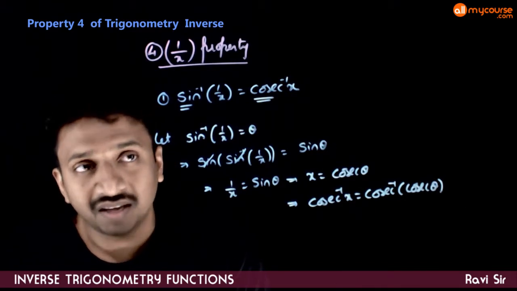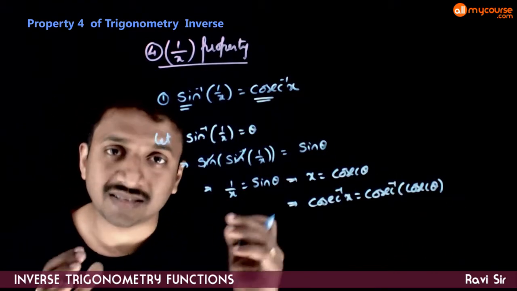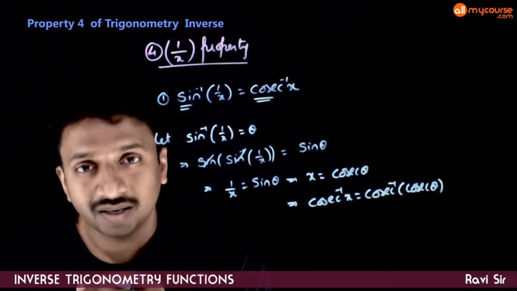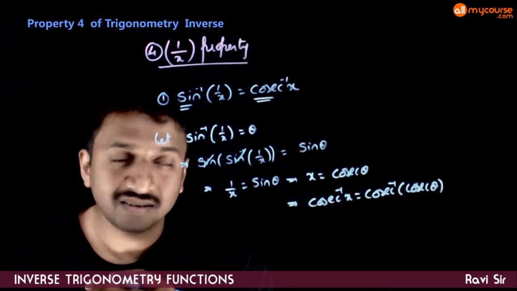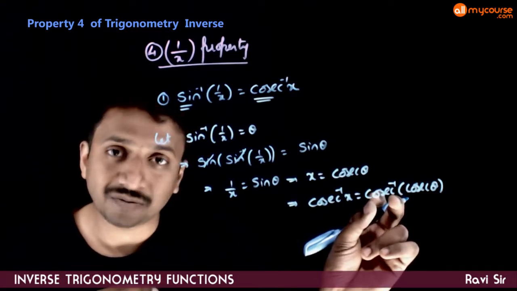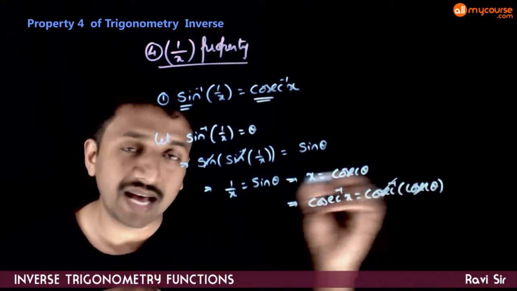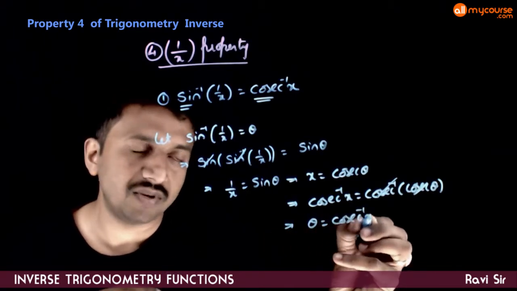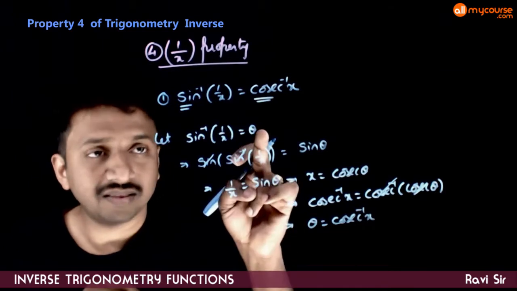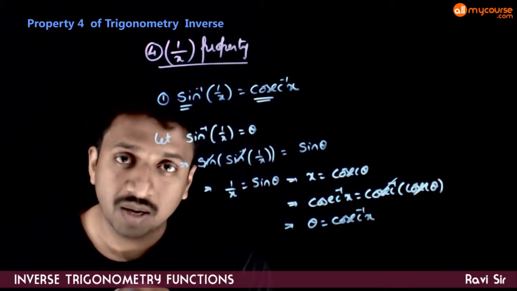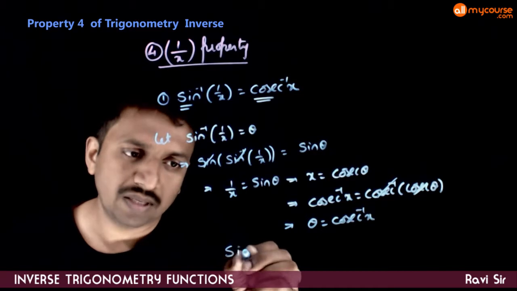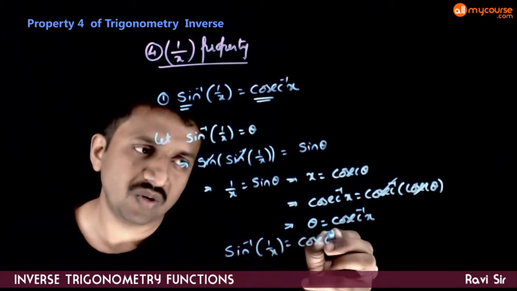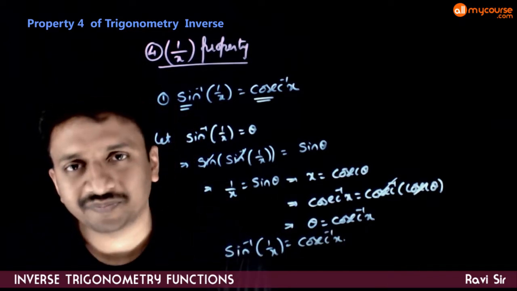Now as we have seen, for positive x, theta lies in the first quadrant. For negative x, theta lies in the fourth quadrant. So wherever theta lies, theta is in the range of cosecant inverse. So these two are getting cancelled. So theta is equal to cosecant inverse of x, and theta is also equal to sine inverse of 1 by x. So sine inverse of 1 by x is equal to cosecant inverse of x.